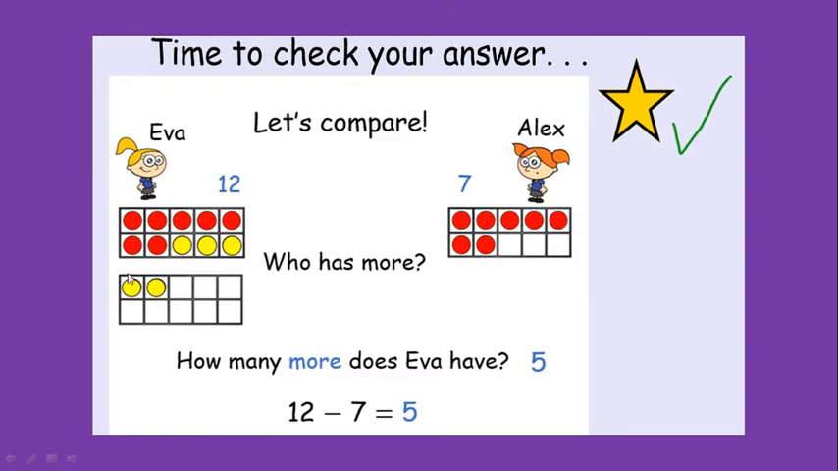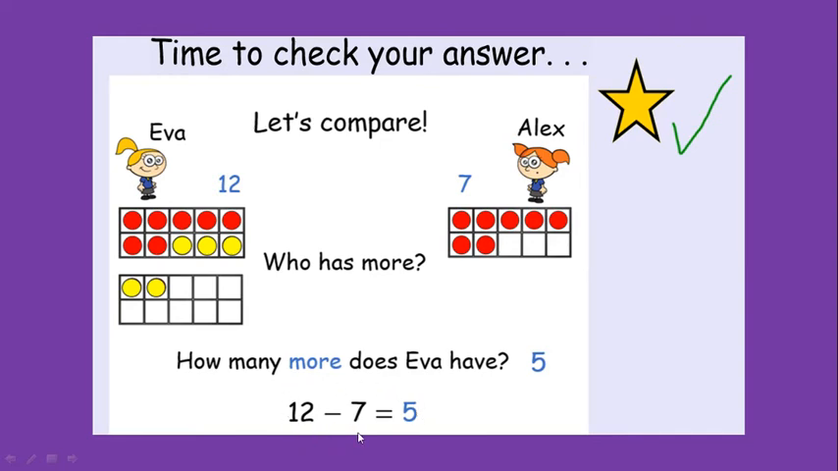And then the yellow ones are the amount that Eva has more of. So the answer was 5. Eva has 5 more than Alex. And the number sentence should read 12 counters take away 7 counters equals 5 counters.